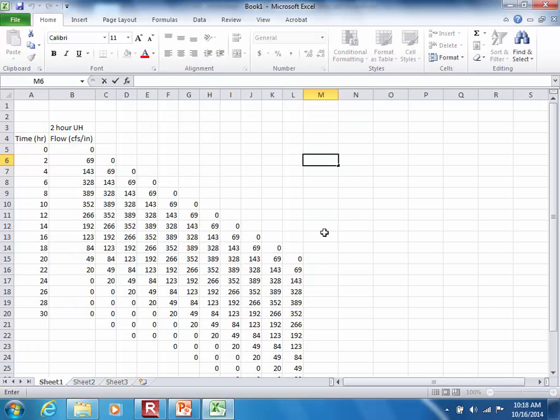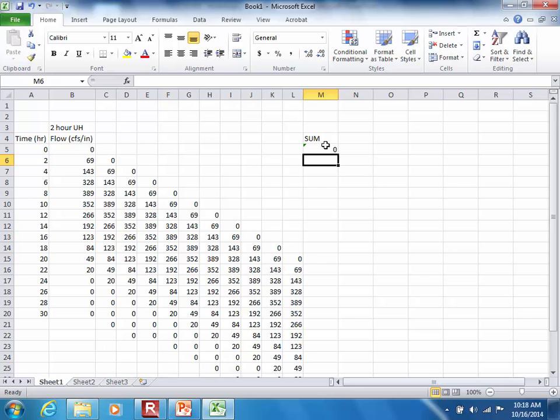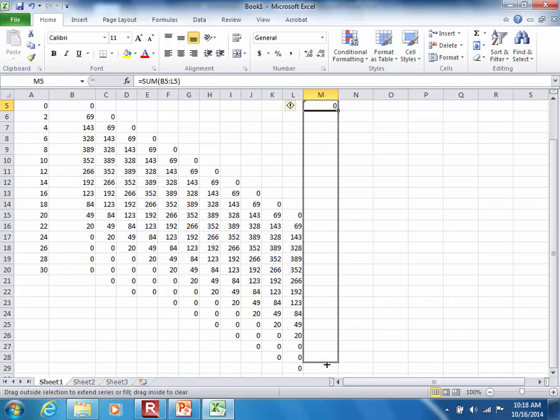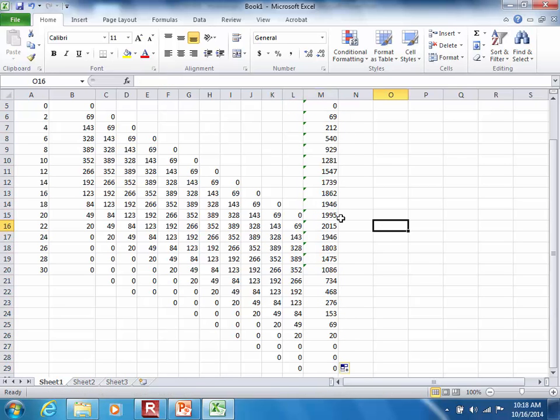So let's add everything up and see what the shape of it looks like. I'm going to have a column where it's just the sum of everything to the right of it. So equals sum of, and I'm going to include everything, including the original 2-hour unit hydrograph. What we're hoping is that it plateaus to some maximum amount and stays there for a while.